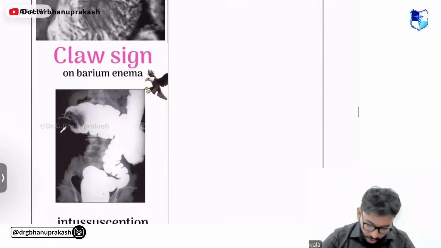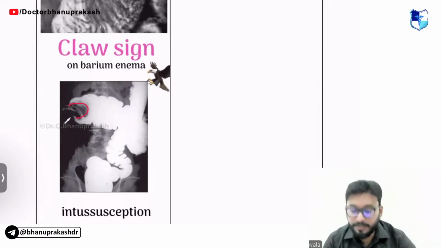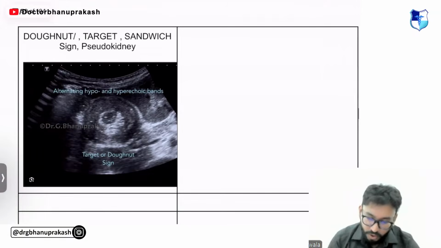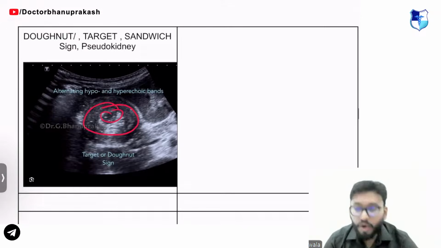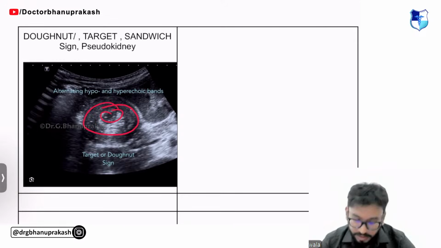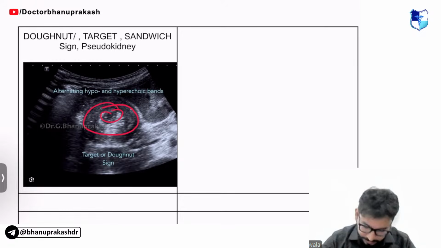Look at this. Claw sign. Again, intussusception. Target sign, donut sign, pseudo kidney sign. All of these are signs of intussusception, guys. The most common type of intussusception is ileocolic. Remember, the ileum just intussuscepts or goes into the colon.